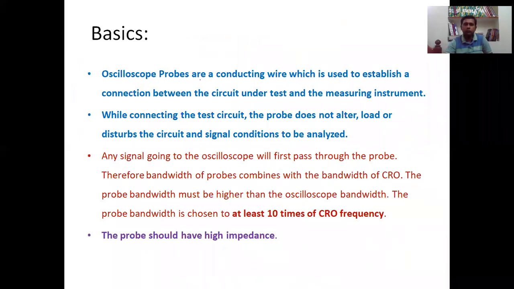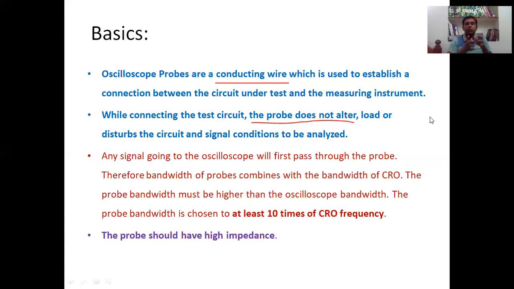Oscilloscope probes are a conducting wire, which is used to establish a connection between the circuit under test and the measuring instrument, that is CRO. So while connecting the test circuit, the probe does not alter. This is a very, very important condition. The probe does not alter the actual output of your circuit while it is carrying your circuit output to the device. It should not change the actual output of the circuit.